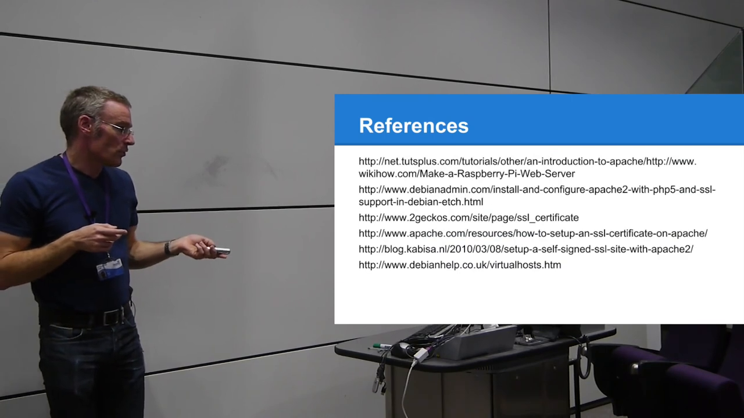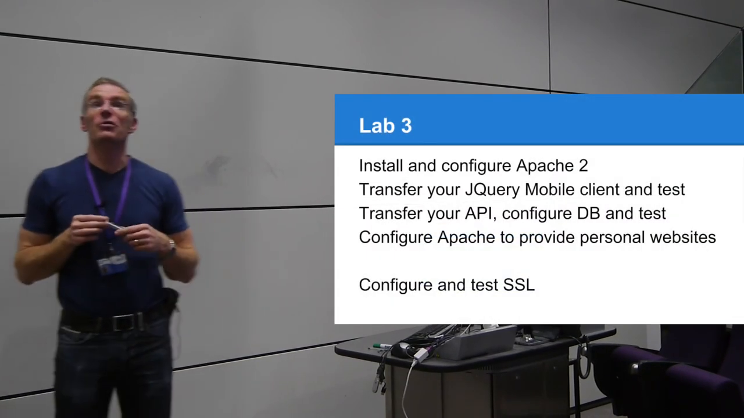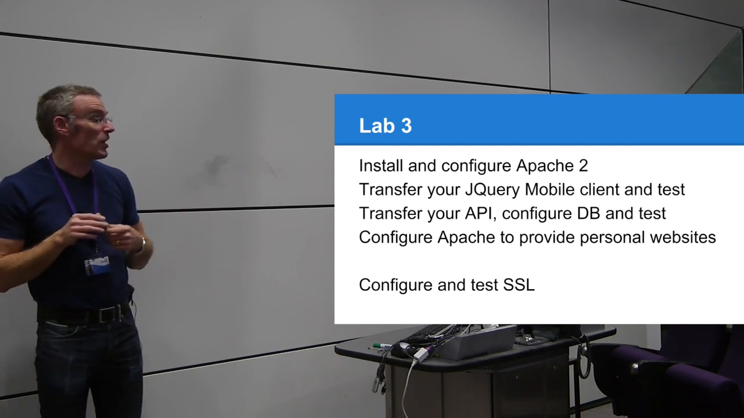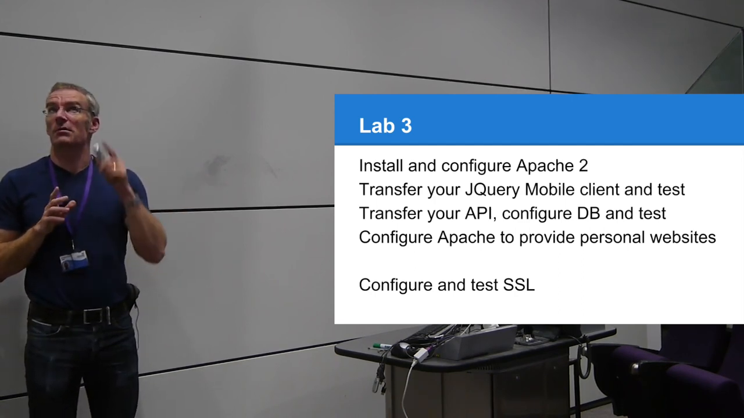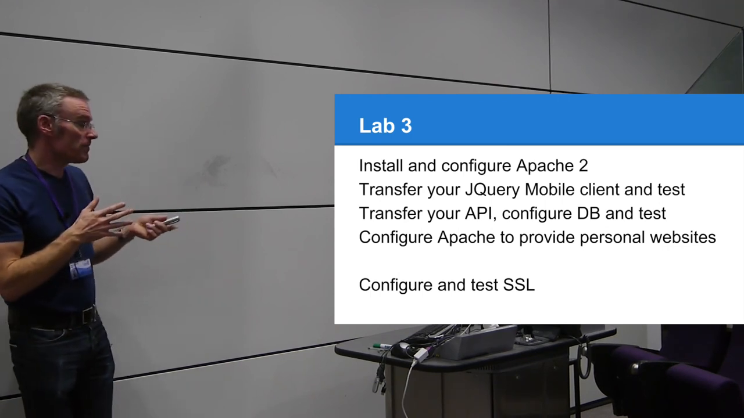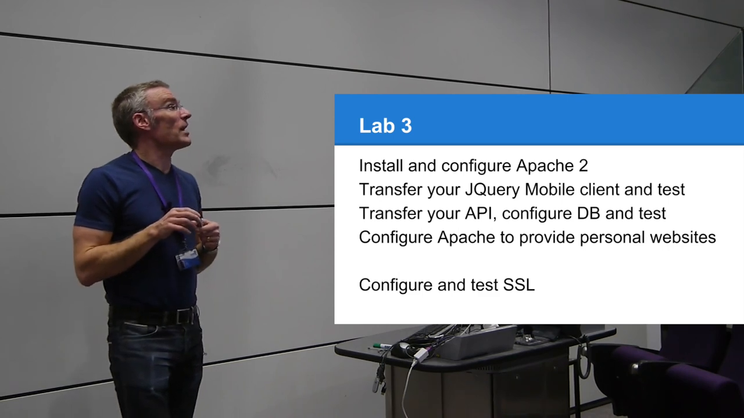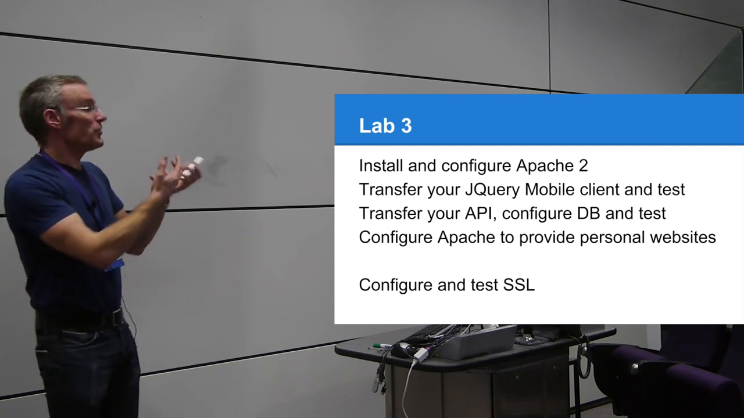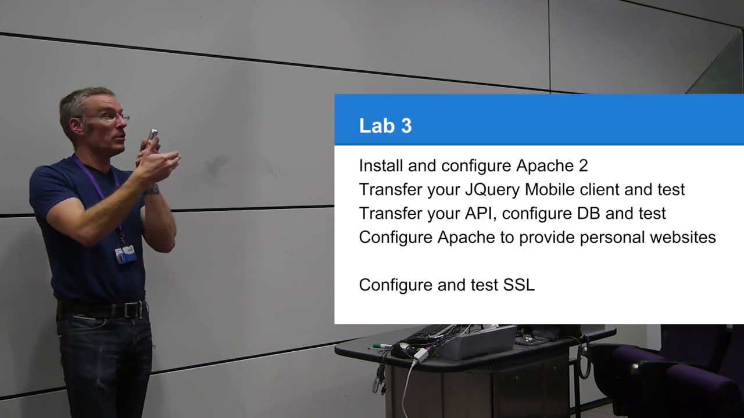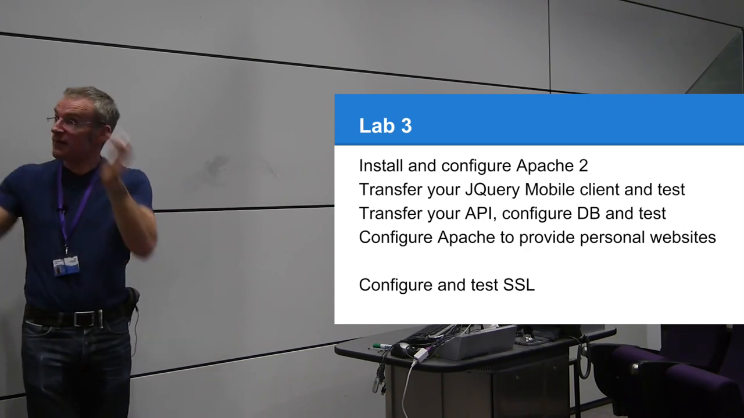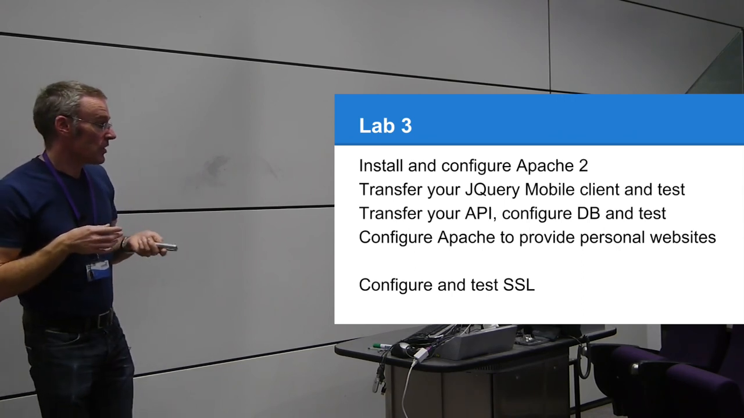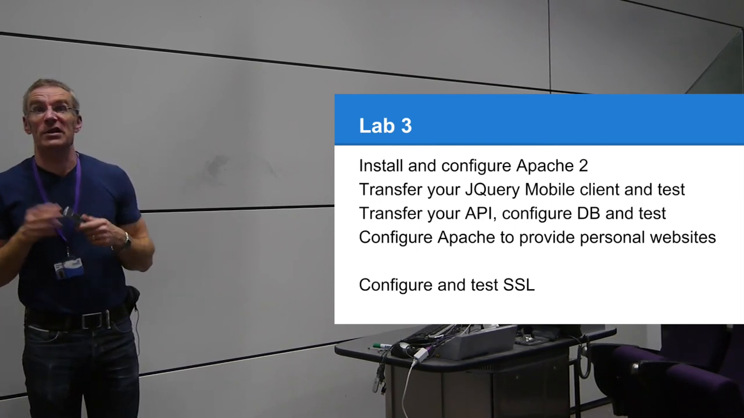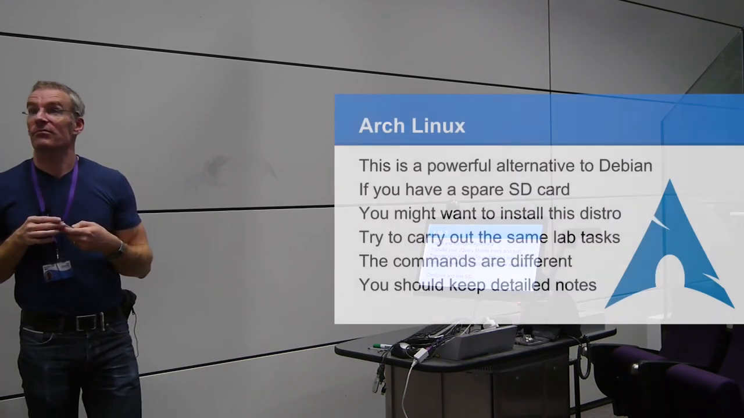Right, so lab three is install and configure Apache 2, get it working. Transfer your jQuery UI client and test. So another thing you did for task four, you should be able to get that working on the server. Then transfer your PHP code and see if you can get that working. So you should be able to get everything working, your final website running on the Raspberry Pi. You've already moved your database across, haven't you? So you should be able to connect your website to the database on the Raspberry Pi and have a completely functional database and website running. And the extension task is the SSL, definitely the SSL, because that's a nice easy task. And have a go at the virtual hosting, okay?